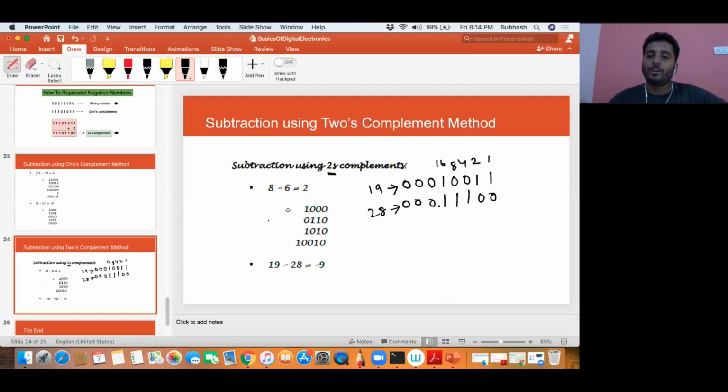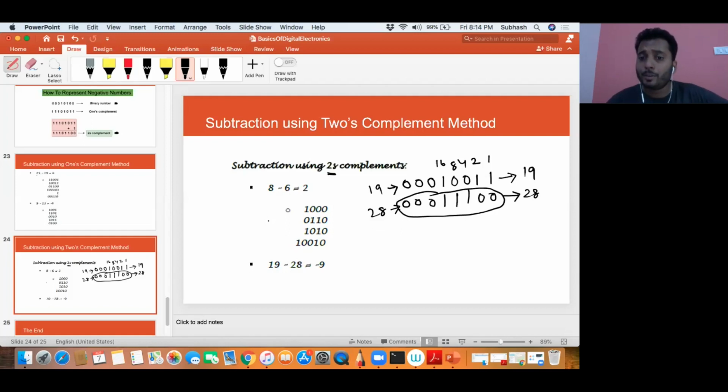Now, how do I subtract 28 from 19 using the twos complement method? Very simple. Keep the first number as it is in binary, which I have done, which is 19. Next, keep the second number as it is in binary, which I have also done. Now you have to find the twos complement of 28. So how do I figure out the twos complement of 28?